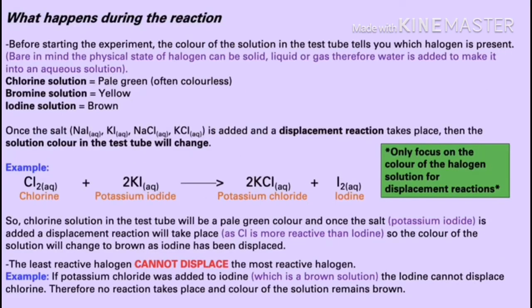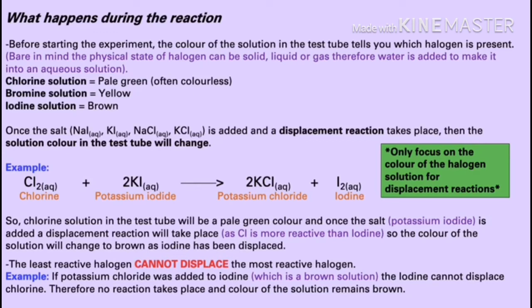What happens during the displacement reaction? Before starting the experiment, the colour of the solution in the test tube tells you which halogen is present. Bear in mind, the physical state of a halogen can be a solid, liquid or gas, therefore water is added to make it into an aqueous solution. So chlorine solution is pale green, often colourless, bromine solution is yellow, and iodine solution is brown.